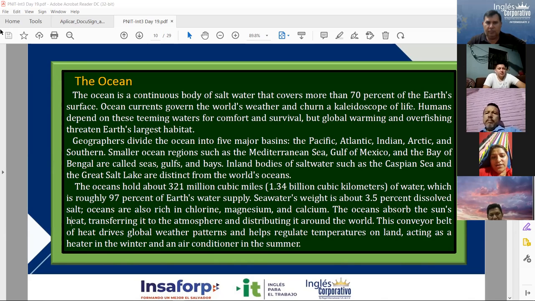Geographers divide the ocean into five major basins: the Pacific, Atlantic, Indian, Arctic, and Southern. Smaller ocean regions, such as the Mediterranean Sea, Gulf of Mexico, and the Bay of Bengal, are called seas, gulfs, and bays. Inland bodies of salt water, such as the Caspian Sea and the Great Salt Lake, are distinct from the world's oceans.